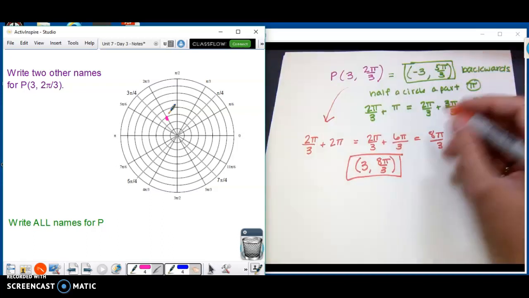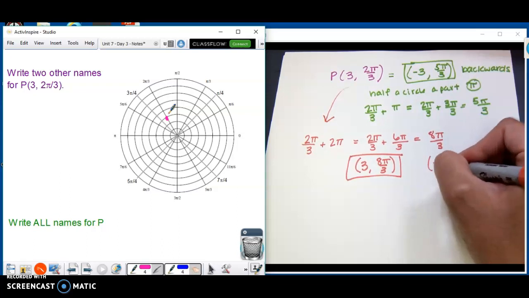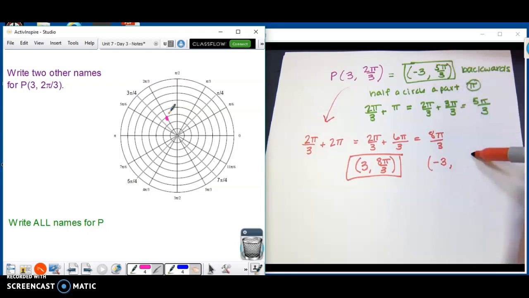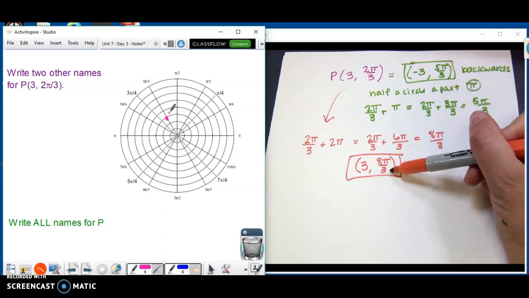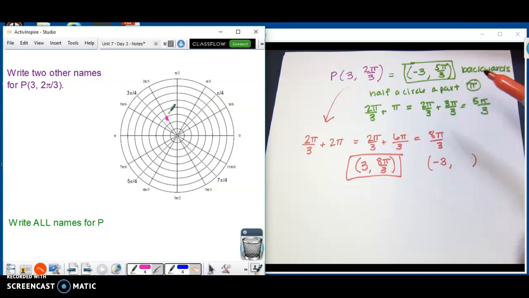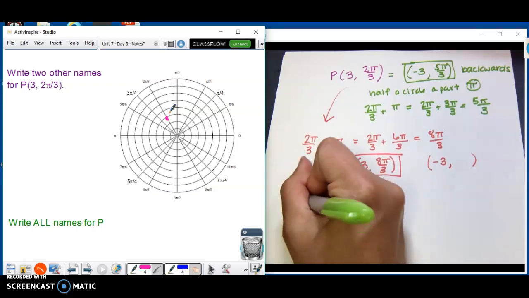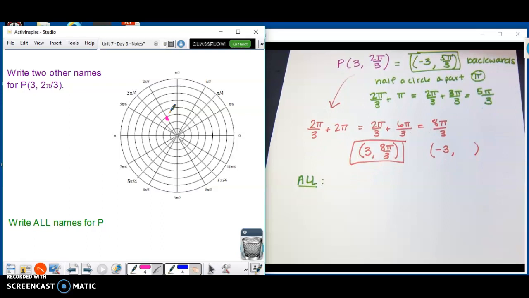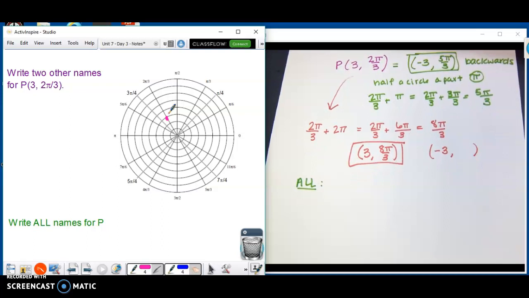You could also take your backwards one, and if you wanted to add 2 pi to the 5 pi over 3, you could get another one. You could have subtracted instead of added 2 pi. There are tons of different answers that you could get. So then on the last part it says write all the different solutions. Remember I told you there's an infinite amount. So if you want to write all different solutions, you really need to write 2 different answers.